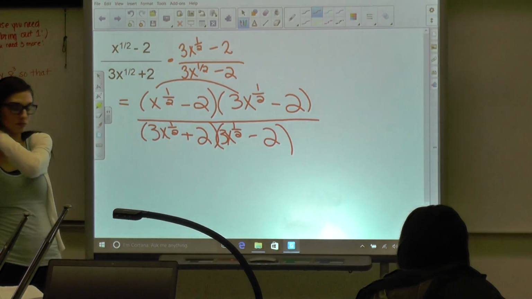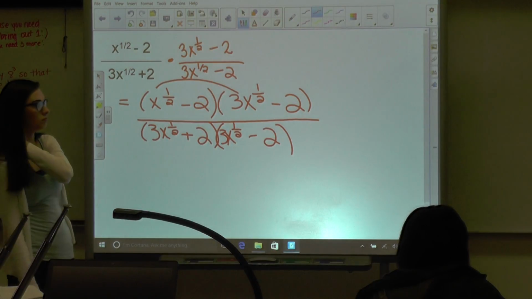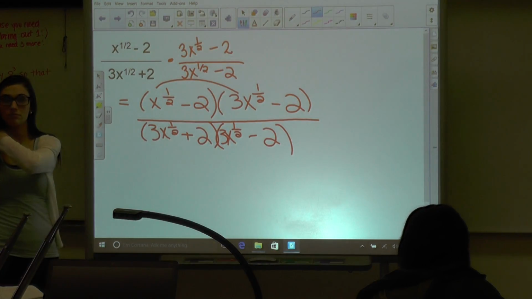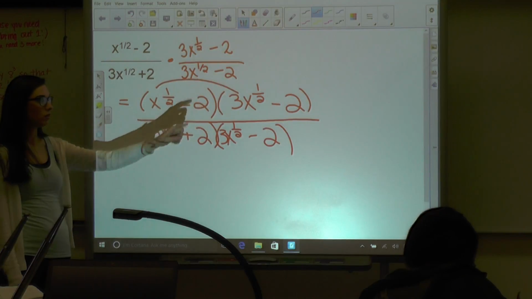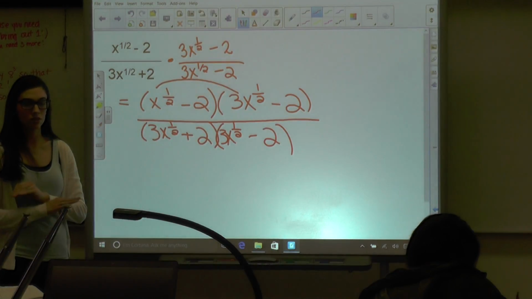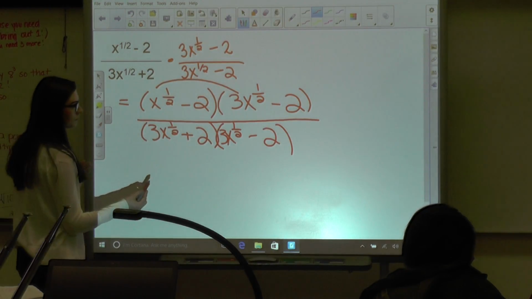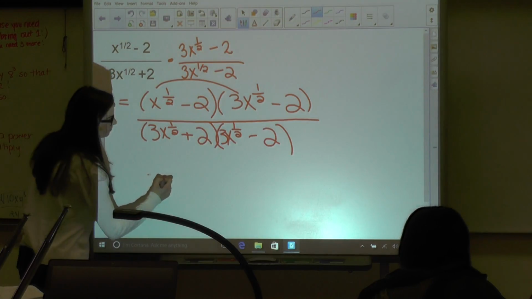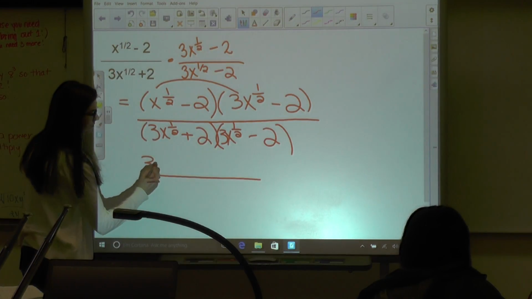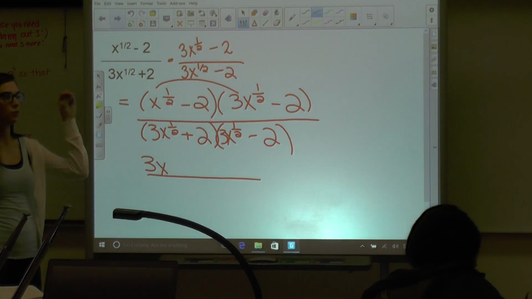So what is the answer for that part? Is it 3x squared? Just 3x, because it goes to the power of 1. So it's just 3x, on the top of each.